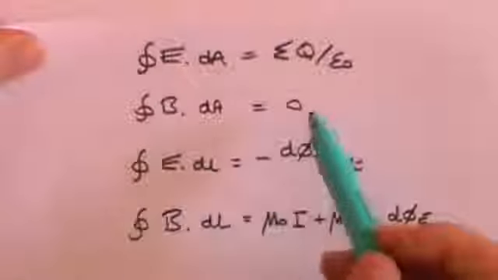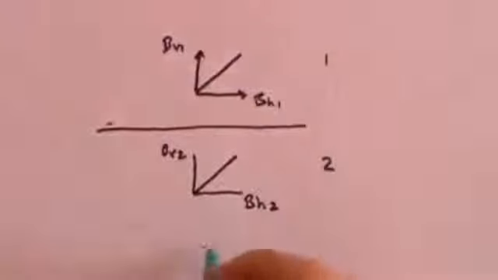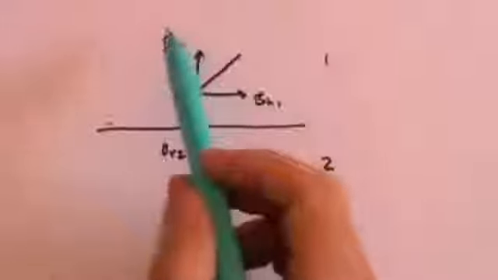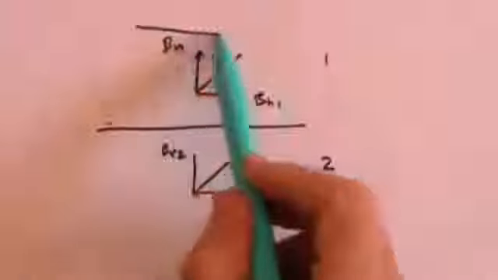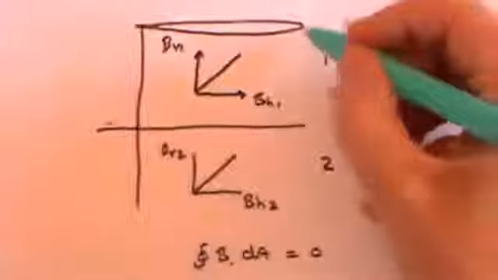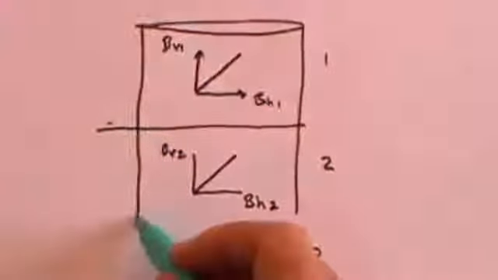The integral of B dot dA is 0. So it's a B dot dA term. For that you use a pillbox. So I'm going to draw my pillbox around the B fields.